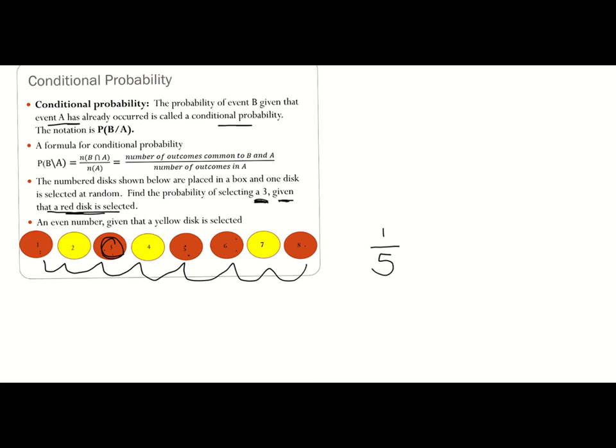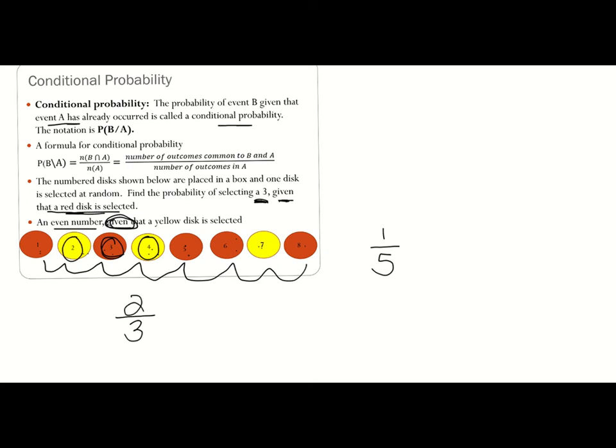Now here, we want to find the probability of selecting an even number given that a yellow disc is selected. And for conditional probability, you want to look for that word given. So a yellow disc is selected. That's going to be my denominator. And I have 3 yellow discs. And then if I look at the yellow discs only, I want an even numbered one. So we have 2, 4, and 7. 2 and 4 are both even, so it would be 2/3 for my probability there.